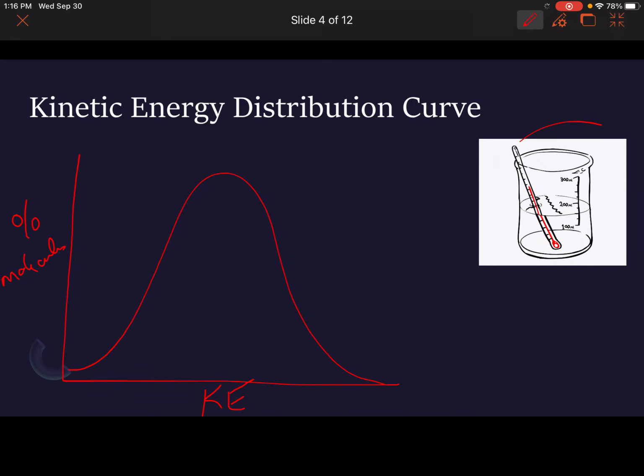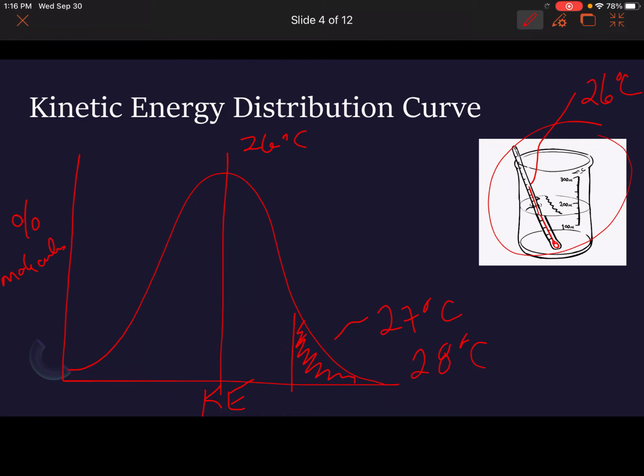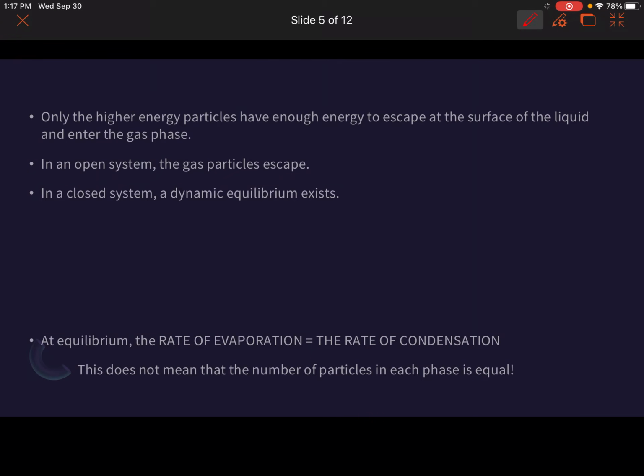So let's pretend that we've got a beaker here with a thermometer in it, and the thermometer says 26 degrees Celsius. This shows that these top parts here, while there are not very many of them, might be at 27 or 28 degrees Celsius. The vast majority are going to be at 26 degrees Celsius, but you're always going to have some hotter particles, or particles with more energy. Only the higher energy particles have enough energy to escape at the surface of the liquid and enter the gas phase. We've talked about that before when we discussed evaporation.